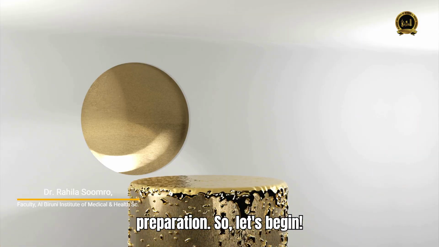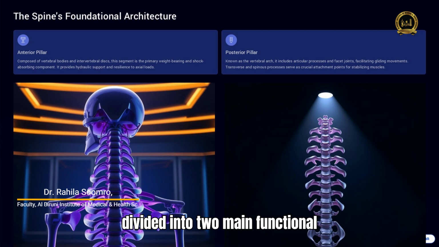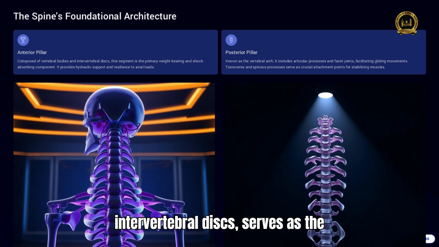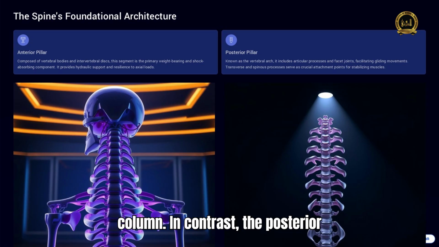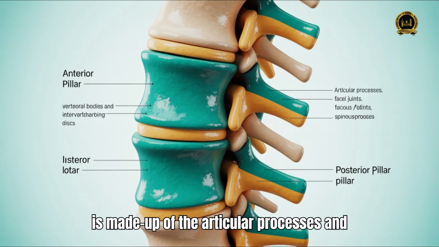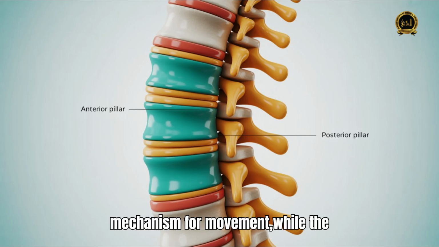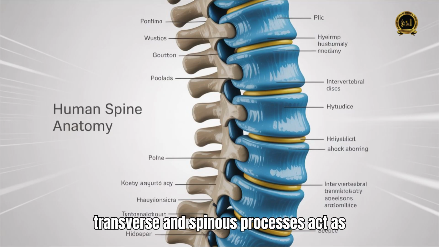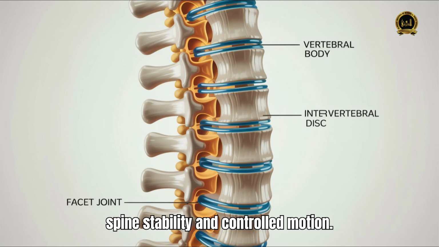So, let's begin. Structure of the spine. The spine is divided into two main functional components. The anterior pillar, consisting of the vertebral bodies and intervertebral discs, serves as the hydraulic, weight-bearing, and shock-absorbing portion of the spinal column. In contrast, the posterior pillar, also known as the vertebral arch, is made up of the articular processes and facet joints. These provide a gliding mechanism for movement, while the transverse and spinous processes act as attachment points for muscles, giving the spine stability and controlled motion.